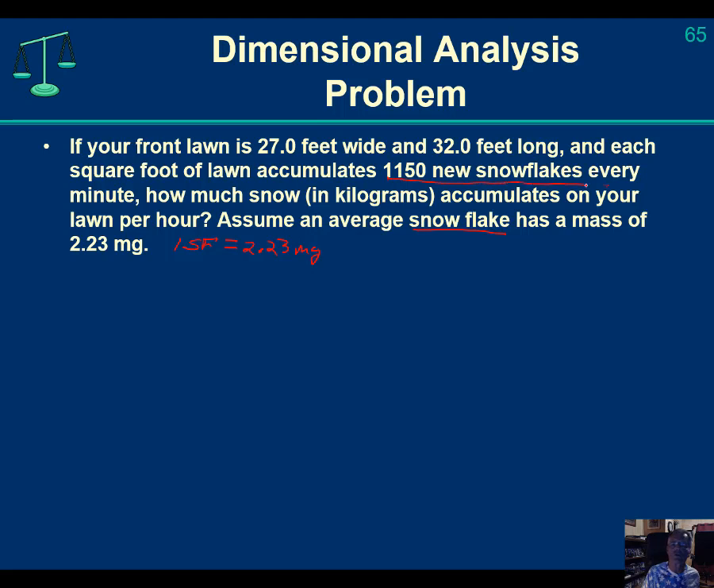1,150 new snowflakes every minute. So every 1 minute, 1,150 new snowflakes accumulates on your lawn per hour. Oh, there's more. Each square foot of your lawn accumulates 1,150 new snowflakes. So here's another conversion factor.